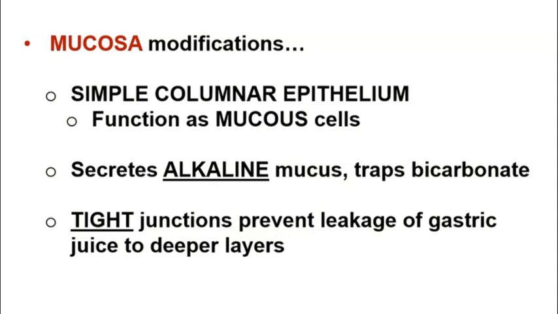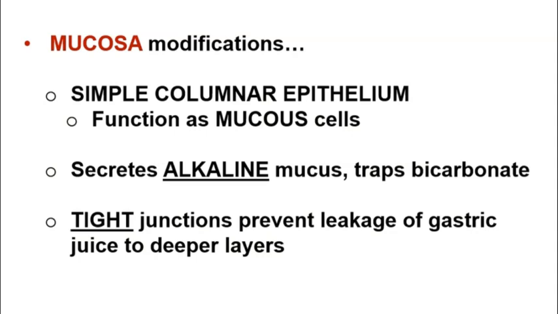The mucosa of the stomach is also modified, that is, compared to other mucosa cells that we've seen so far. The epithelium within the stomach is a simple columnar epithelium, which isn't particularly unusual for a place like the stomach, but this epithelia is modified to produce an alkaline mucus that traps bicarbonate. The bicarbonate helps to build an alkaline barrier that will neutralize any acids that are approaching or touching the walls of the stomach. This prevents the acids inside the stomach lumen from damaging the stomach mucosa.